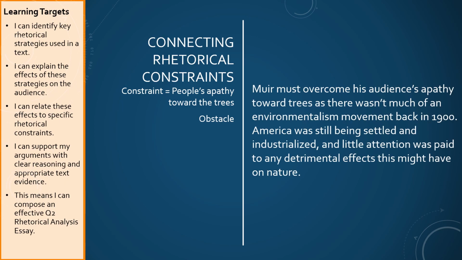So you might say something like this in order to support your idea. Muir must overcome his audience's apathy toward trees, as there wasn't much of an environmentalism movement back in the year 1900. America was still being settled and industrialized, and little attention was paid to any detrimental effects this might have on nature. There, by just explaining some of the context behind this and the audience's priorities at the time, I'm able to explain why the people were so apathetic toward preserving nature.